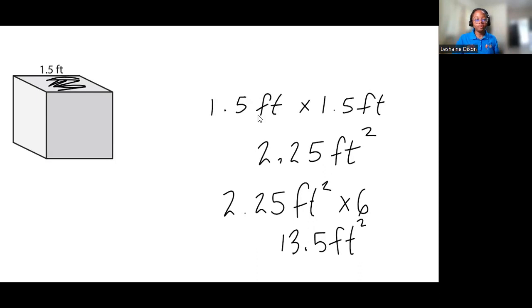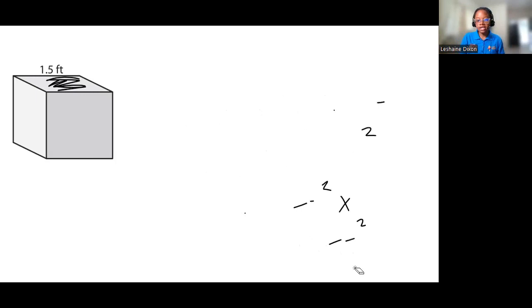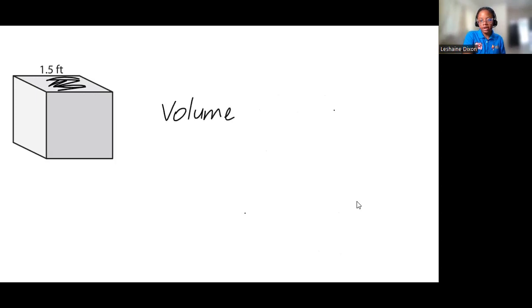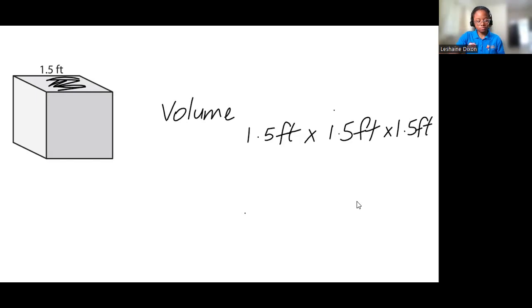Now the volume of the cube, length multiplied by width multiplied by height. So all I have to do is go ahead and say, okay, my length, my width, and my height are all 1.5 feet each. So all I have to do is say the volume, and it's always good to label them. The volume is 1.5 feet multiplied by 1.5 feet multiplied by 1.5 feet. So that gives us a total of 3.375 feet cubed.